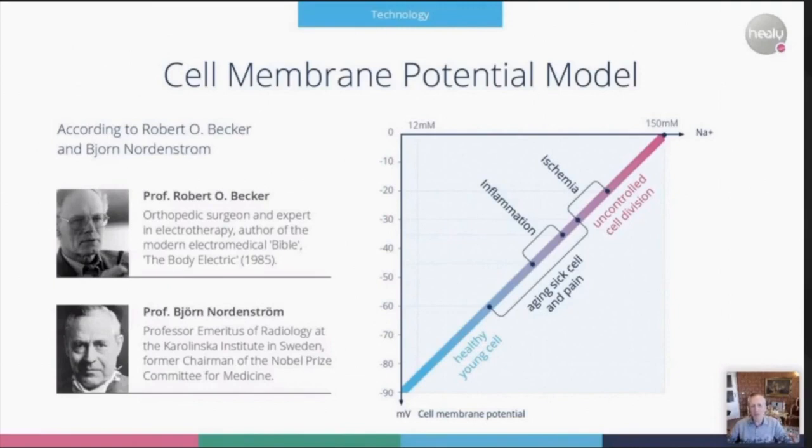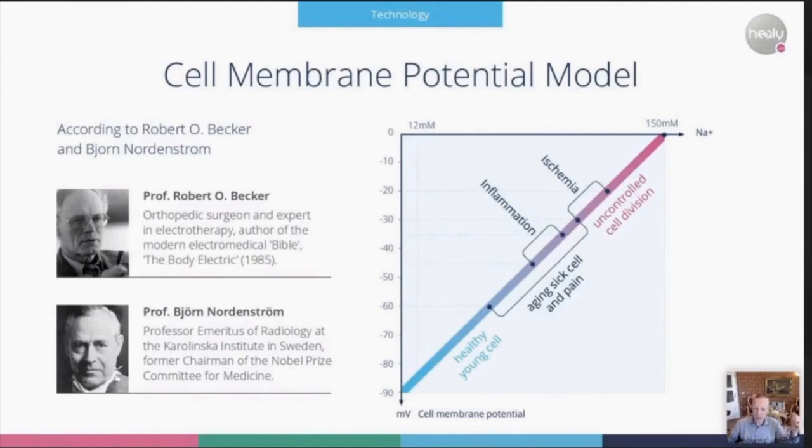At minus 45 millivolt, uncontrolled cell division starts. So this is the area we really want to avoid. And in between minus 60 and minus 30 millivolt, we have the cell which starts to age, which develops symptoms of sickness and starts to cause pain. So this is a gradual process which starts with a young and healthy cell, and goes until 0 millivolt, which actually means that the cell is dying.